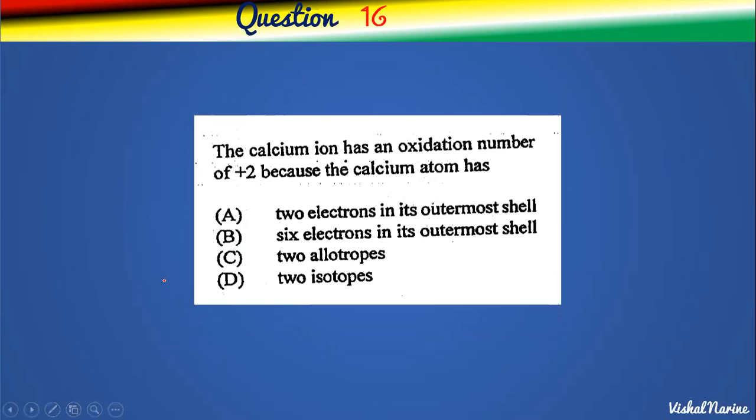Question 16. The calcium ion has an oxidation number of +2 because the calcium ion, and you're given some options here. So you should know that the calcium atom has 20 electrons. So the configuration will be 2, 8, 8, 2. Now during bonding, calcium is going to lose these 2 electrons, ending up with a 2+ charge. All right, so the answer there is A, 2 electrons in its outermost shell.